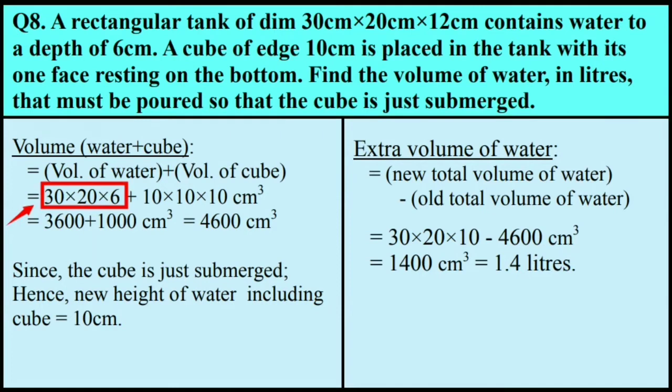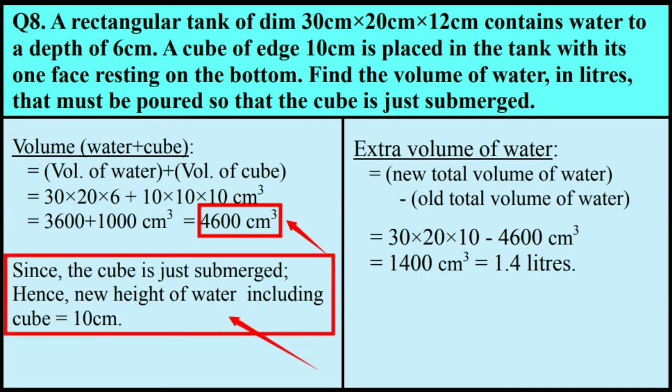Initially, the volume of water in the tank is 30 multiplied by 20 multiplied by 6 centimeter cube, and when a cube is submerged, then the volume of the cube, that is 10 multiplied by 10 multiplied by 10 centimeter cube, gets added to that. And the result here is 4600 centimeter cube. This represents the volume of water initially contained in the tank and the volume of the cube submerged. Let's understand this statement.